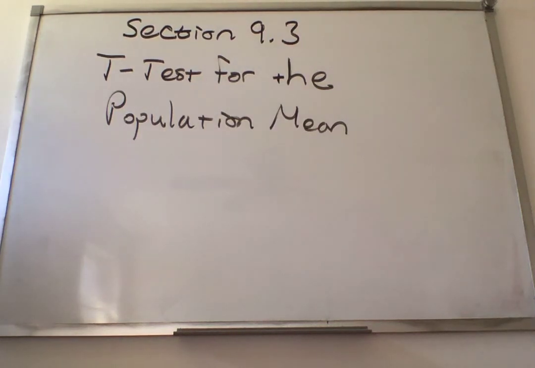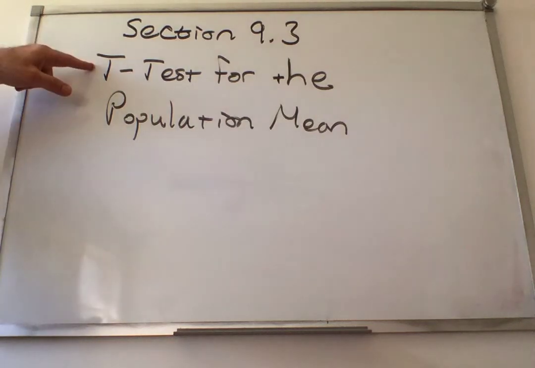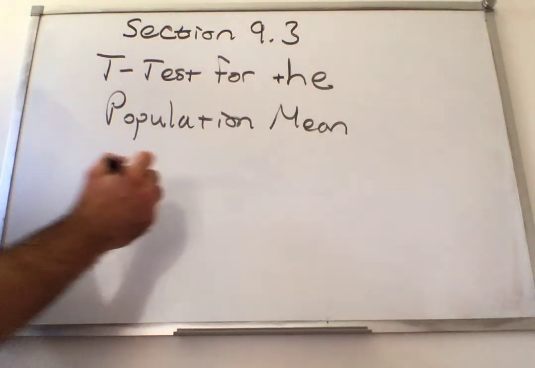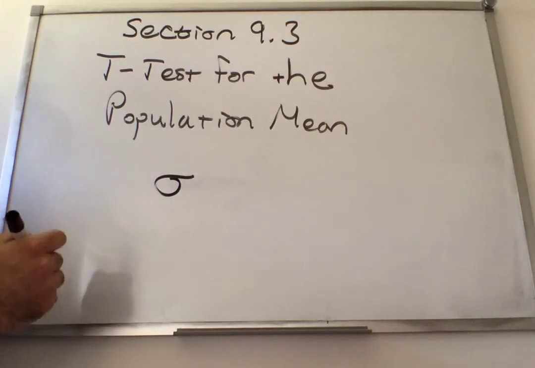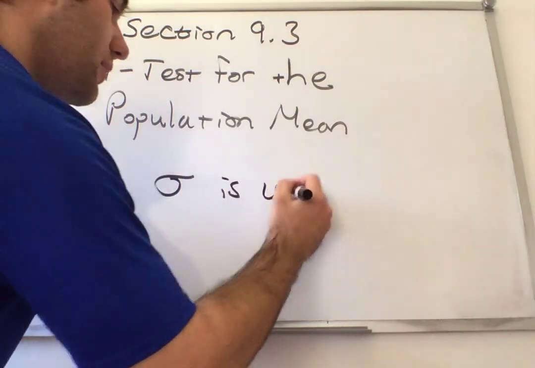Section 9.3, the t-test for the population mean. Okay, this section is going to seem a lot like the previous section when we talked about the z-test for the population mean. Now recall what the difference between the two are. For the z-test, we need to know the population standard deviation. For the t-test, the population standard deviation sigma is unknown.